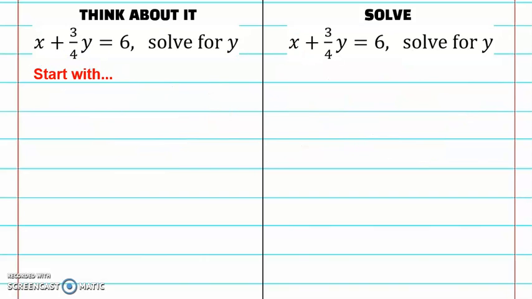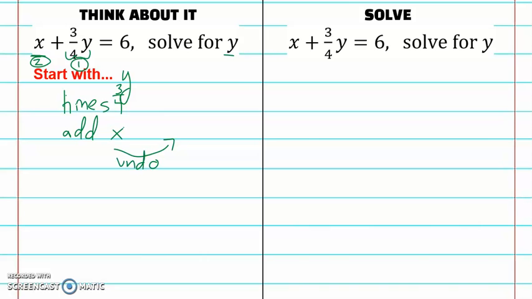Here we go. x plus 3/4 y equals 6. Solve for y. So we start with y. We go look, what did I multiply? And then did I add or subtract anything? So I multiplied by 3/4. And then I added, because it's positive, I added an x. Let's reverse. So undo. Undo adding x by subtracting x.